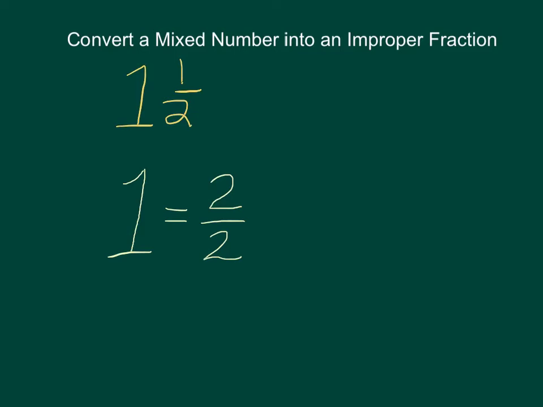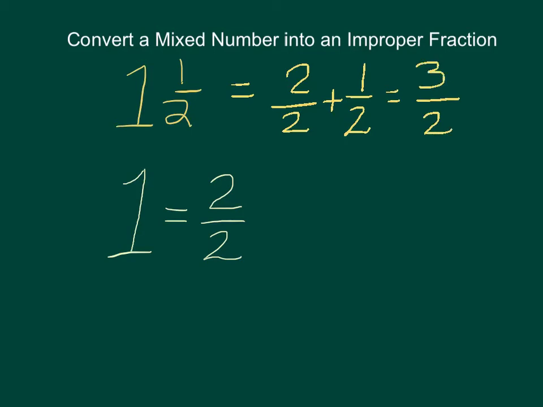Now I'm going to go back to my original mixed number of 1 and 1/2, and I'm going to rewrite that as 2/2 plus 1/2 equals, bring over the denominator of 2, and I have 3/2. This is my new improper fraction. 3/2 is equivalent to 1 and 1/2.